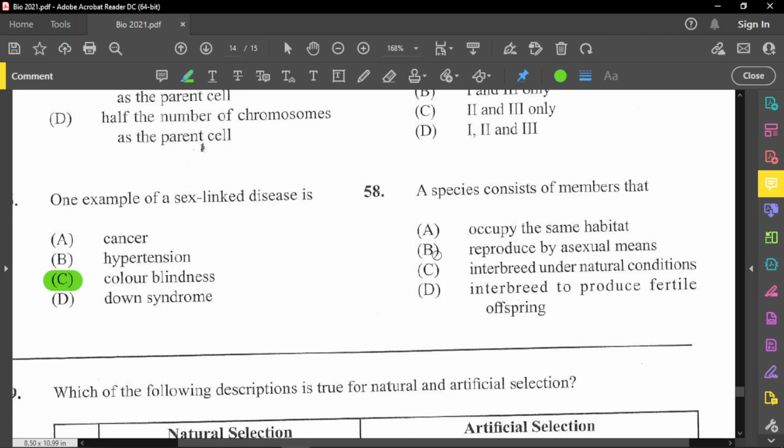Produce by asexual means. No, because only one parent required there. Interbreed under natural conditions, depending on what you call natural conditions. So let me just see. Let's stick with A and C a little bit to see if there's anything better than that.